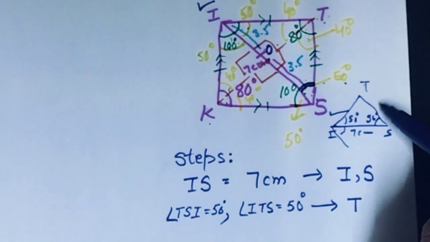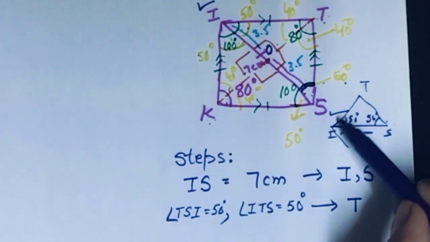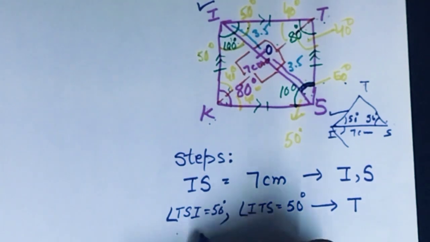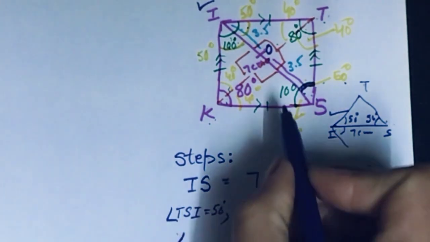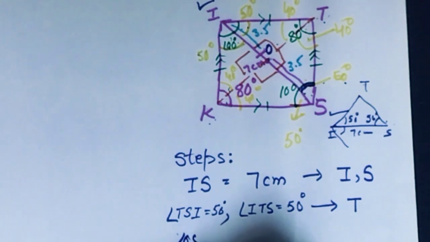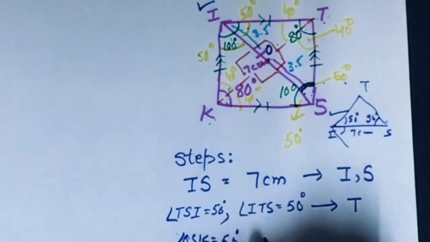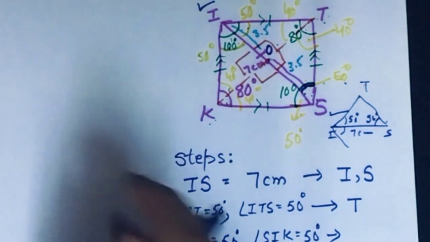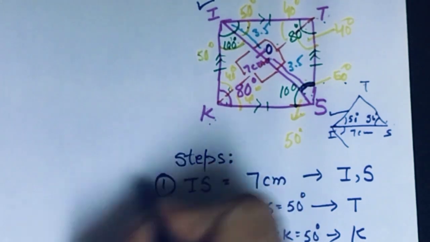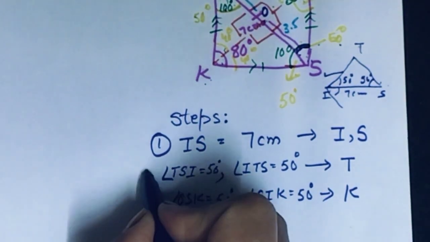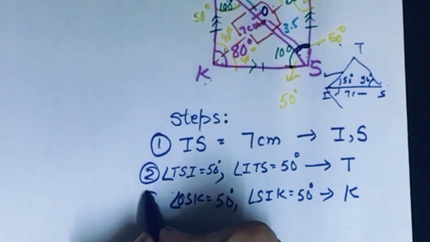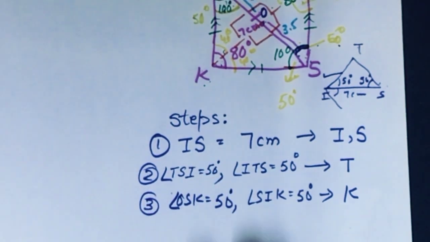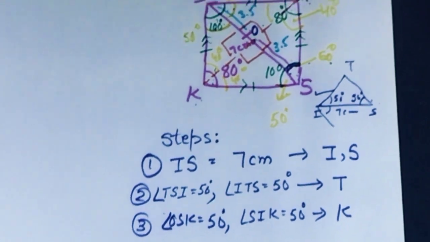Now TS is equal to SK. So you can pick up this measure also from here. So the third step could be either OSK equals 50 degrees, and SIK equals 50 degrees. So you'll get this angle, and then you'll get K. So this is your first step. Sorry, this is your second step. This is your third step.